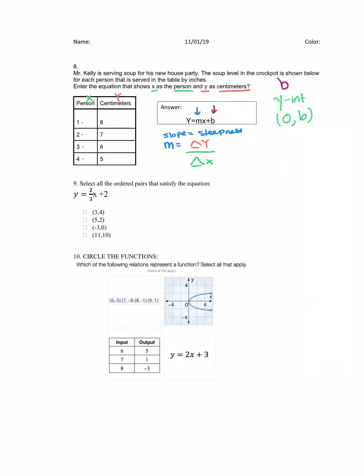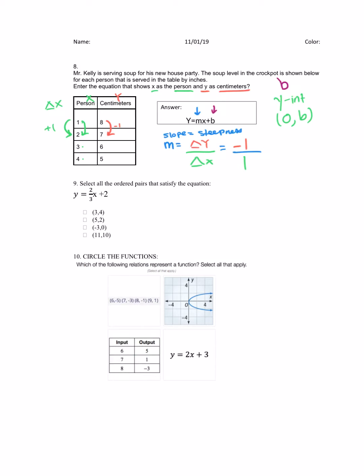Alright, so let's go find this change of y. What do you notice between going from 8 to 7? Did it increase or decrease? Decrease by 1. Alright, cool. Moving on. What was your change in x? How did your x change? From 1, now you have 2. It's an increase of what? 1. Boom. There is your slope.